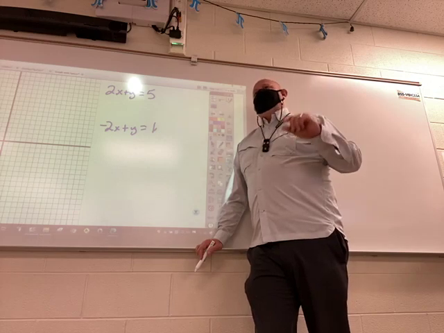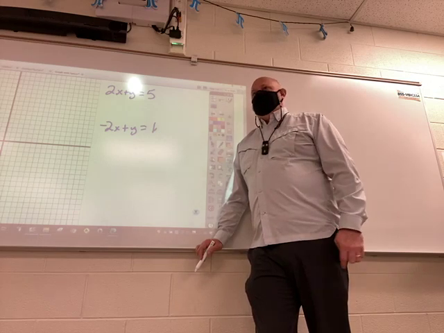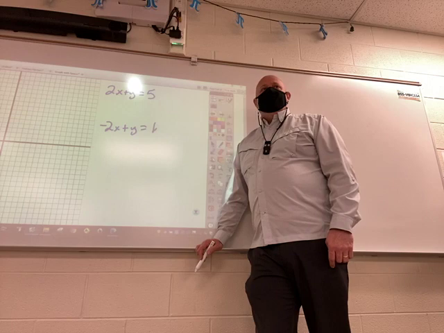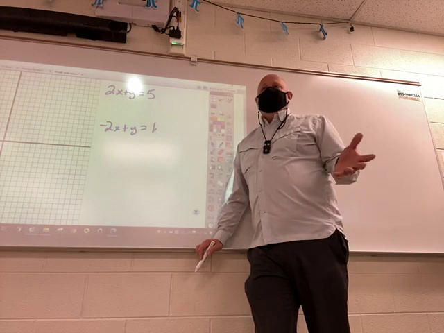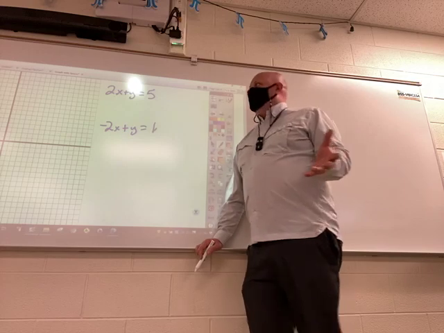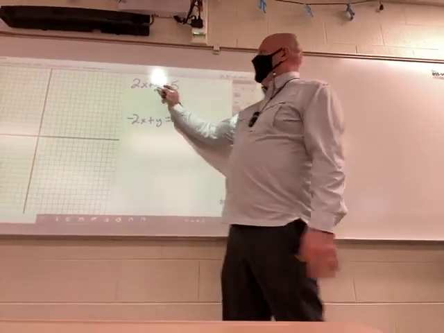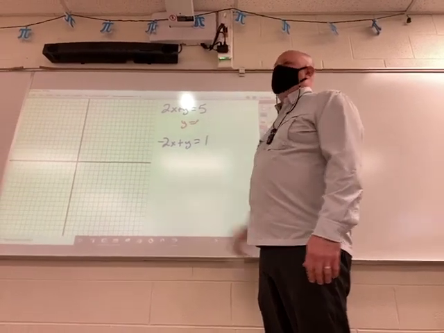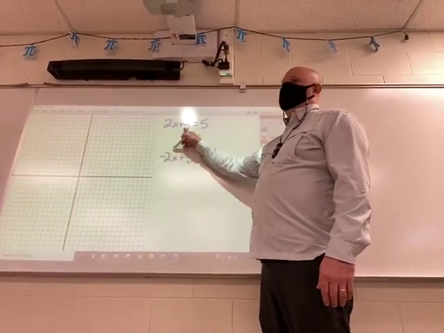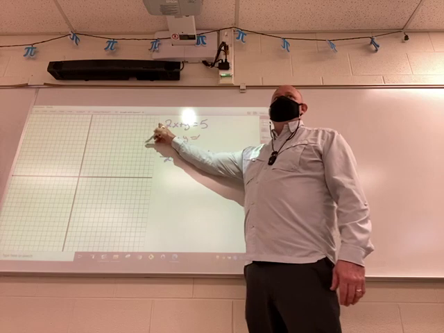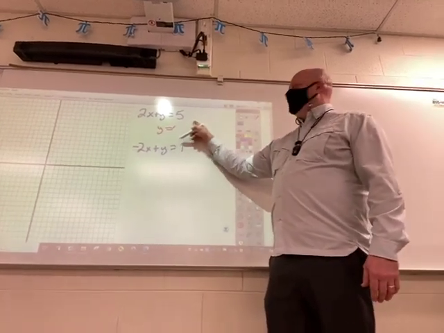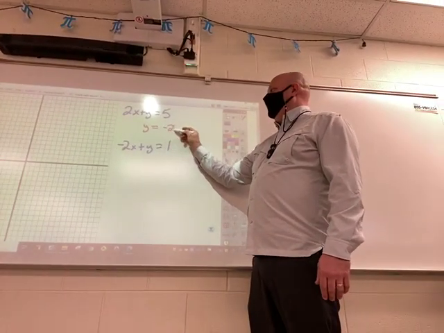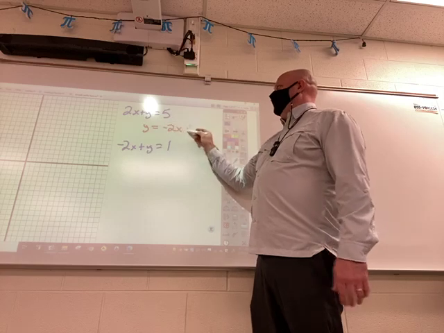What's the easiest type of equation to graph? If it's in slope-intercept form, right? So the first thing I would say is, can we put these both equal solve for y really easily? Yeah, what would this one be, solve for y? The only thing I have to do is move the 2x over, right? Which would make it negative 2x plus 5.